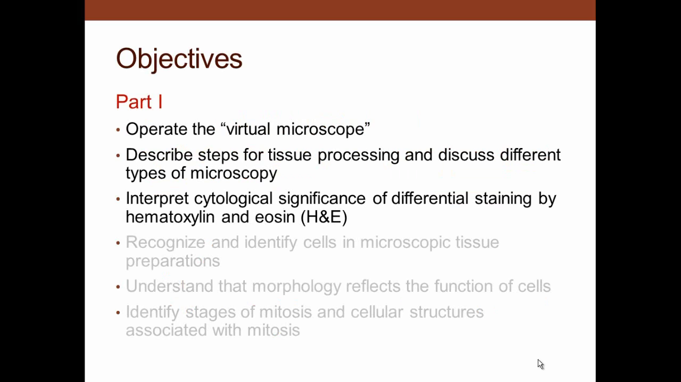In Part 1 we see the virtual microscope. In other words, we're looking at images of things on the computer and not really using a microscope per se. The microscope was used to take those images. Describe the steps in tissue processing and discuss different types of microscopy. Interpretation of cytologic significance of differential staining by hematoxylin, which stains the nuclei, and eosin, which stains the cytoplasm. Parts 2 and 3 will be composed of other components.